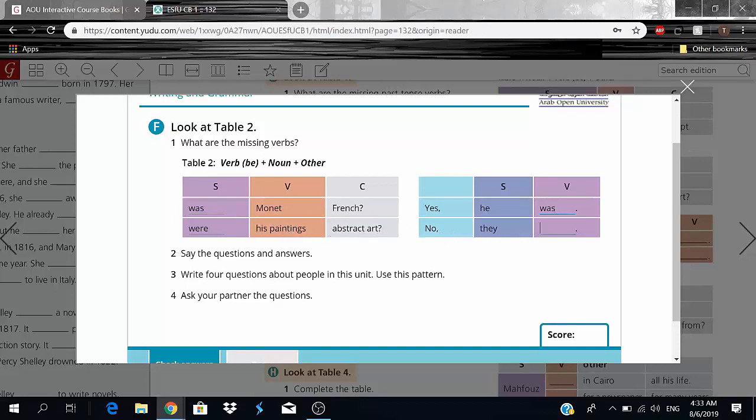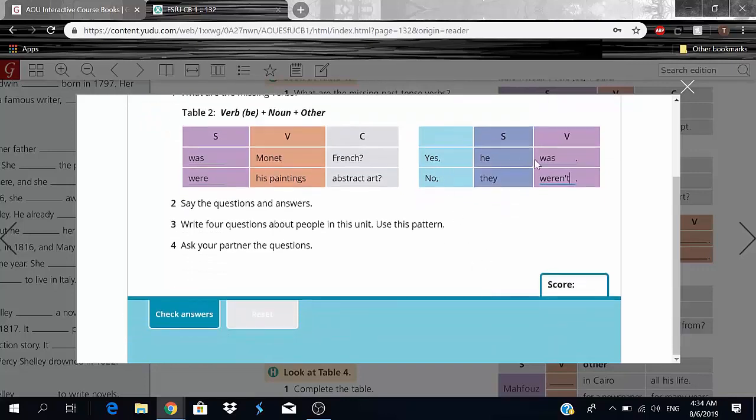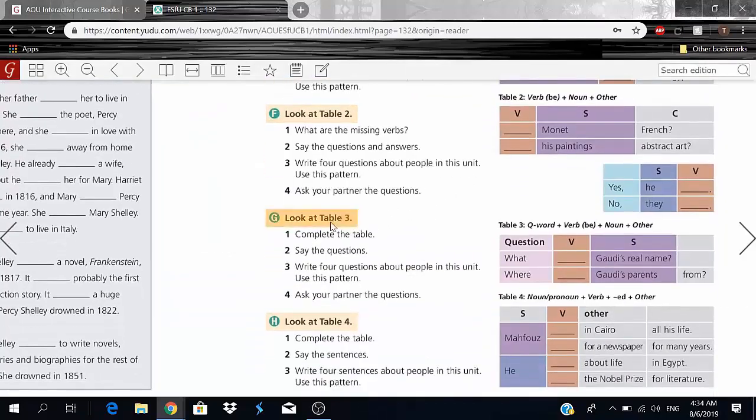So, were his paintings abstract art? No, they were not, or they weren't. No, they weren't. So yes, he was. No, they weren't. Let's go to exercise G.